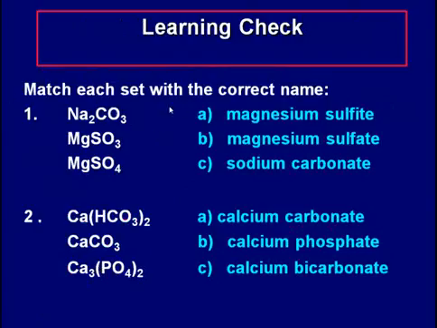Match each set with the correct name. Sodium carbonate is C. Magnesium sulfite is A, magnesium sulfate is B. Be careful when you're naming, because we have ates and ites, and we also have ides. If you remember, the ides are the non-metallic, non-metal elements. They end in ides. Calcium, this is the bicarbonate ion. This is calcium bicarbonate, calcium carbonate, and calcium phosphate.